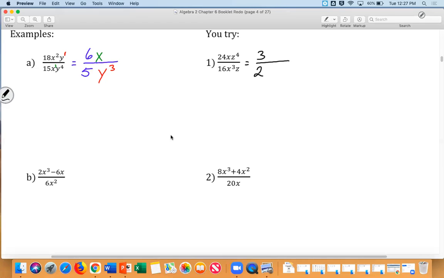X's. I recognize there's more x's on bottom. We agree with that? I have 1 on top, 3 on bottom. I think to myself, 3 minus 1 is 2. So I have x squared on bottom. Z's. I have 4 on top, 1 on bottom. There's more on top than on bottom. 4 minus 1, well, that's 3, since there's more on top. There we go.